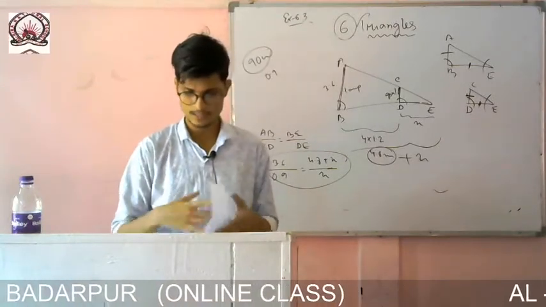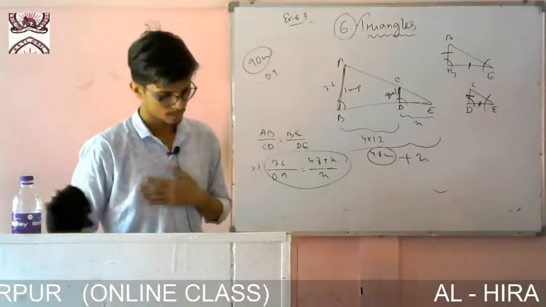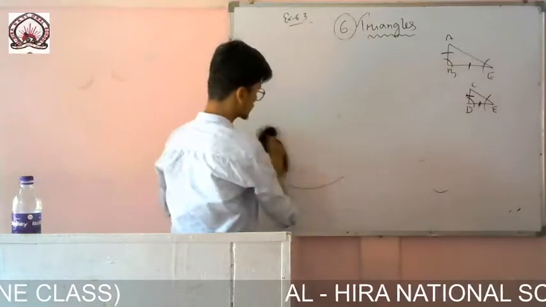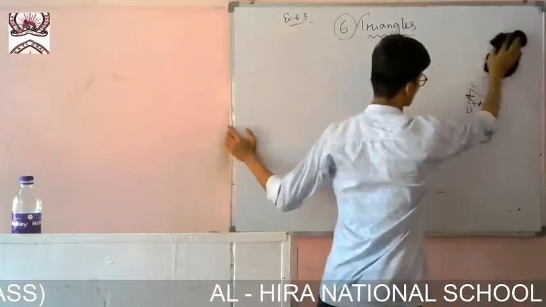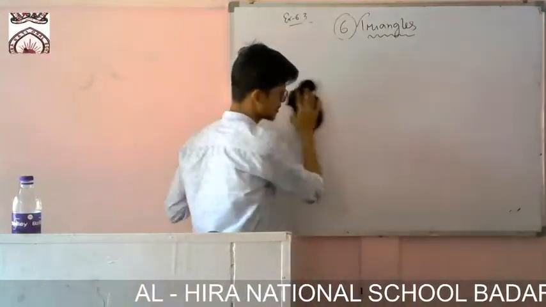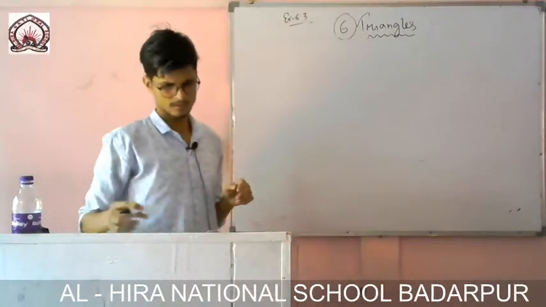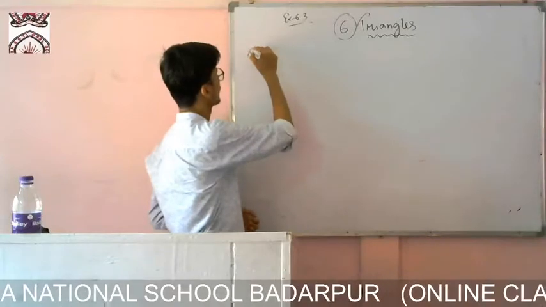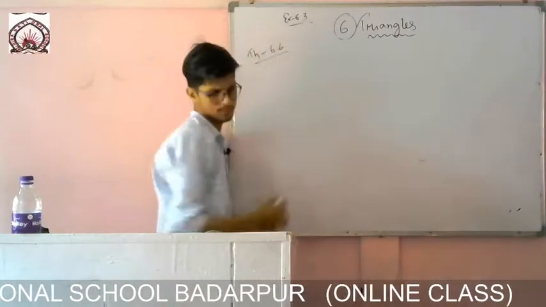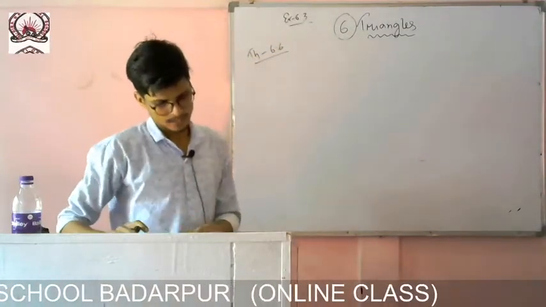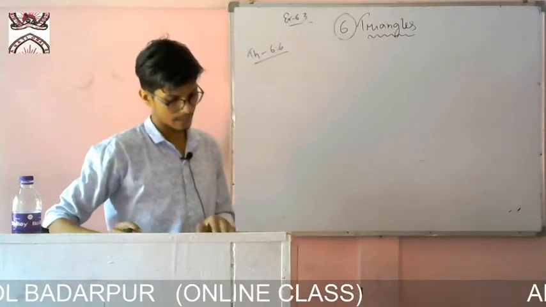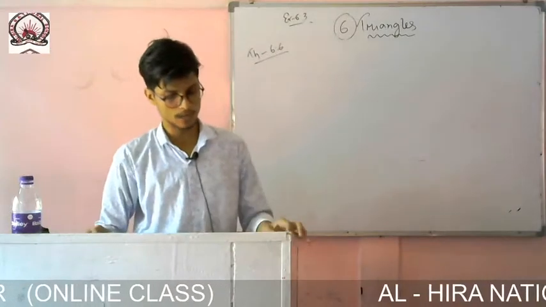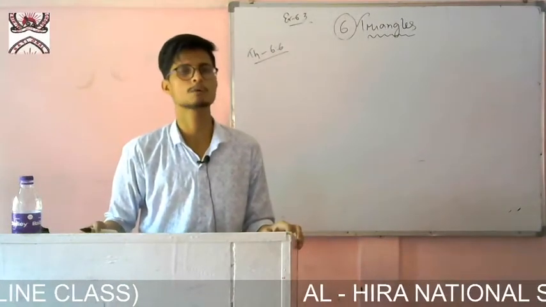Next exercise, that is exercise 6.4. In exercise 6.4, there is one theorem. We have to prove this one. You just see in your book, no need to write it here, it is done there very nicely. Theorem 6.6, from there you write it nicely. What is the theorem? The theorem is that the ratio of the areas of two similar triangles is equal to the square of the ratio of their corresponding sides.